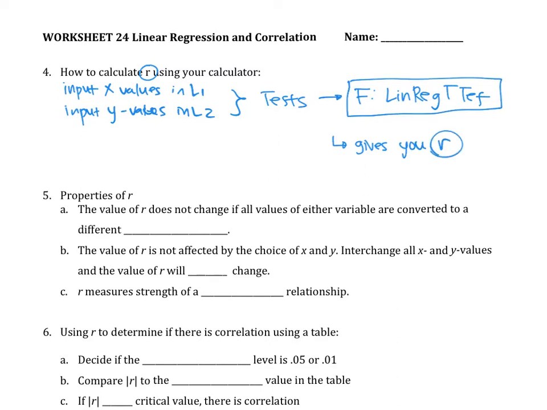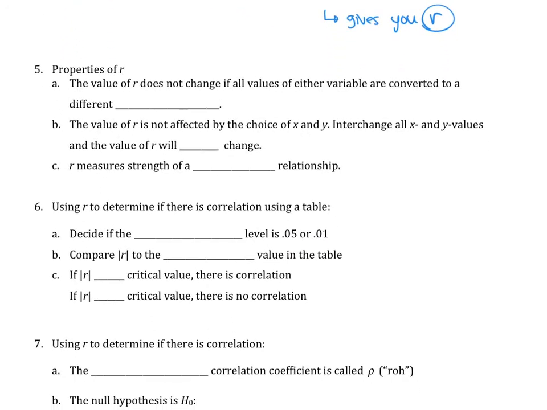Once you calculate the r, first we'll talk about the properties of r, and then we'll decide, okay, when we get this number r, how do I know by looking at it that two variables are correlated or not? So let's look at the properties of r first. The value of r does not change if the values of either variable are converted to different units. This is a minor point, but if you're measuring somebody's height in inches versus feet versus centimeters, if they're correlated, they're correlated. It doesn't matter what unit you're measuring it in.